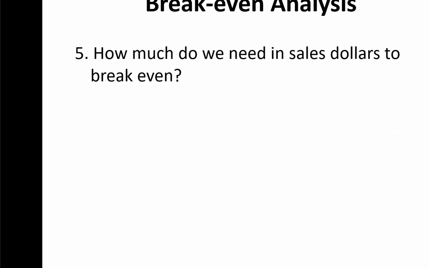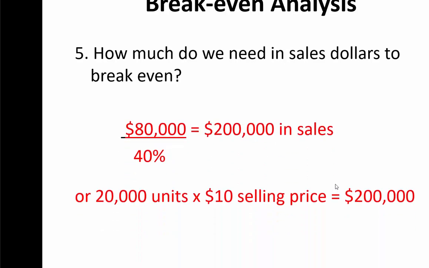Finally, we want to know how much do we need in sales dollars to break even. Now remember, we have two choices. We already know our contribution margin ratio, but we also know our break-even in units. So here are our two possibilities. You take your fixed costs divided by contribution margin ratio, and that gives you $200,000 in sales. Or take your 20,000 units, multiply it by your $10 selling price, and you still get $200,000 in sales.